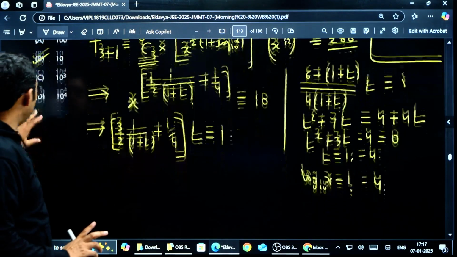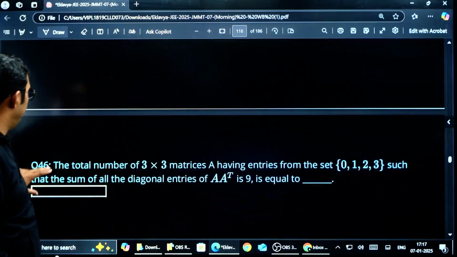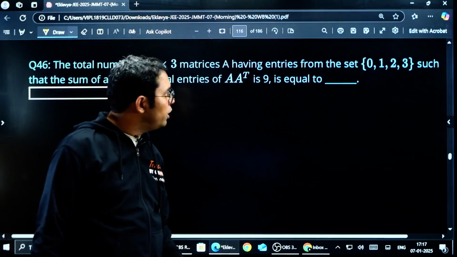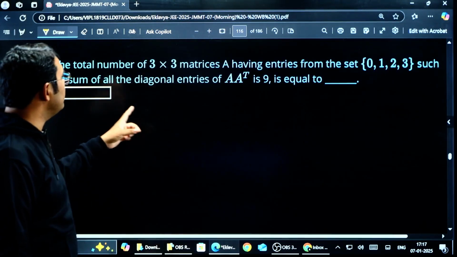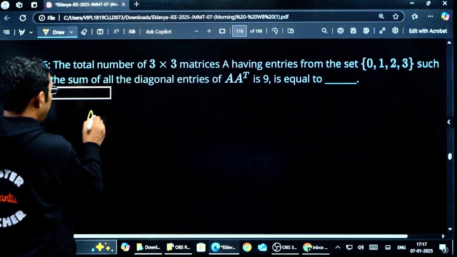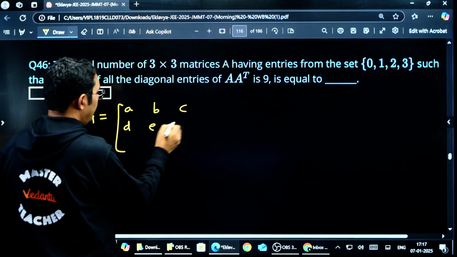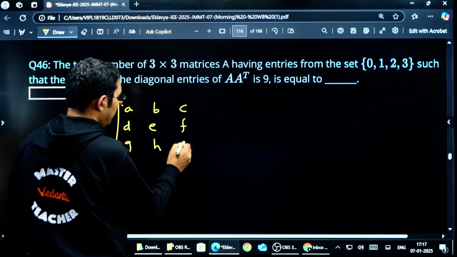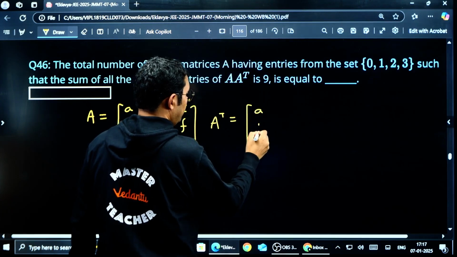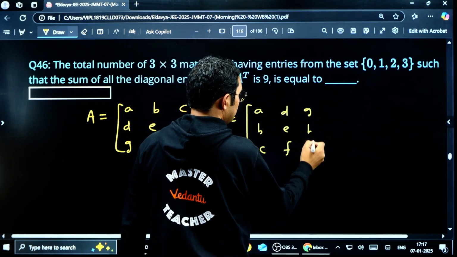Moving to the next question, I think first integer answer. Total number of 3 into 3 matrix A having entries from 0, 1, 2, 3 such that sum of all the diagonal entries of A A transpose is 9. Now please see, if you are having A as, let us say, A, B, C, D, E, F, G, H, I, then A transpose becomes A, B, C, D, E, F, G, H, I.